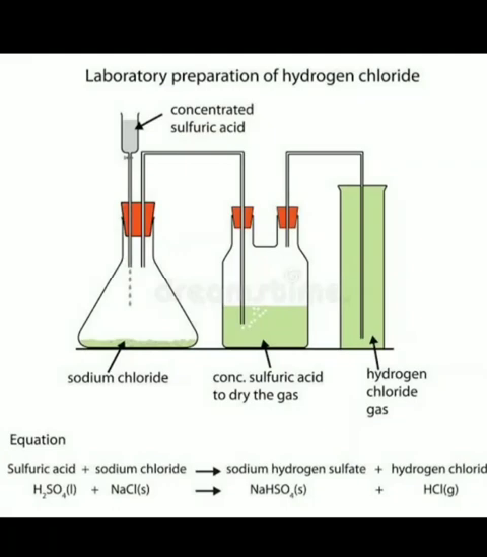One hole is fitted with a pistol funnel and the other hole is fitted with the delivery tube, which is connected with that washer bottle. Here you can see that in the washer bottle, two stoppers are there with holes. One delivery tube is connected with the flask and the other delivery tube is connected with that gas jar. The washer bottle contains concentrated sulfuric acid, which acts as a drying agent.